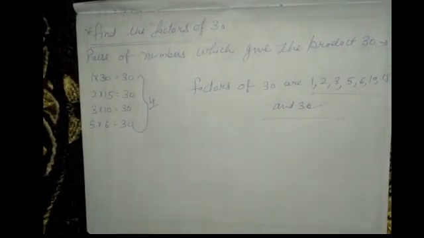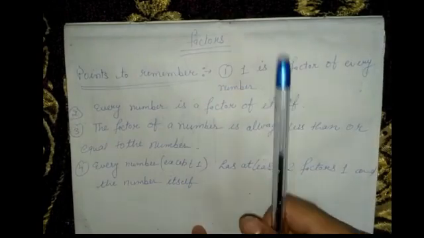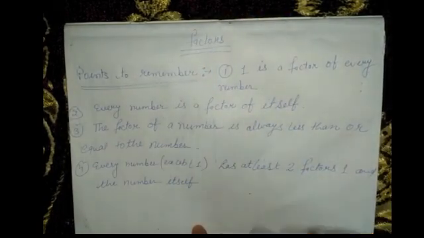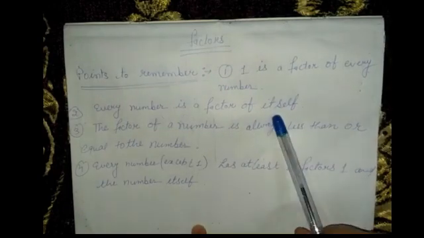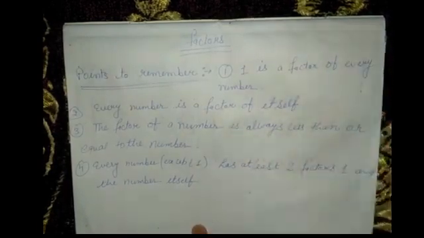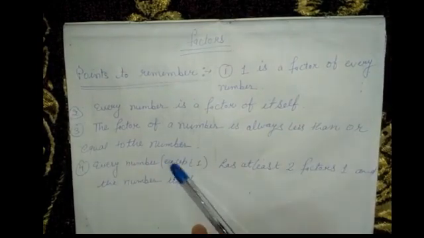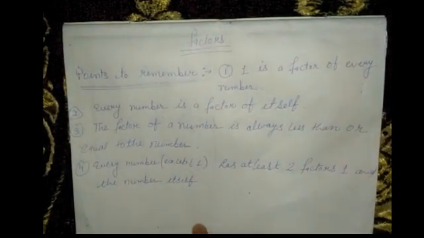Now I'm going to tell you a few points about factors. 1 is a factor of every number, means number 1 is a factor of all the numbers. Every number is a factor of itself, means the factor of 2 is 2, factor of 3 is 3, factor of 5 is 5, factor of 24 is 24. Every number is a factor of itself. The factor of a number is always less than or equal to the number. Whatever factor a number has will always be equal to it or less than it. It will never be greater than it.